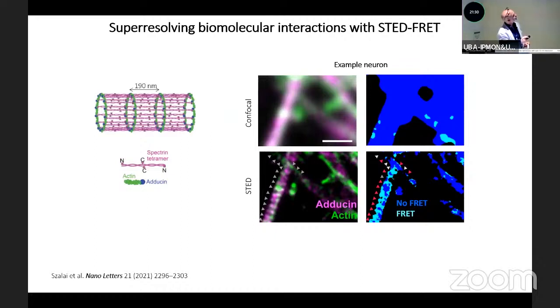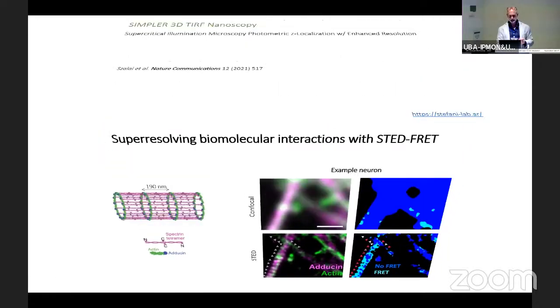Here are neurons where we labeled adenosine and actin, and you see they are kind of on the same periodic structure here. And when you compute FRET, you see that you get high FRET signals with a periodicity that corresponds to the supramolecular structure. And if you do confocal FRET imaging, there's no way to discern any of this. So this is one way to obtain sub-10 nanometer information using FRET measurements combined with STED.